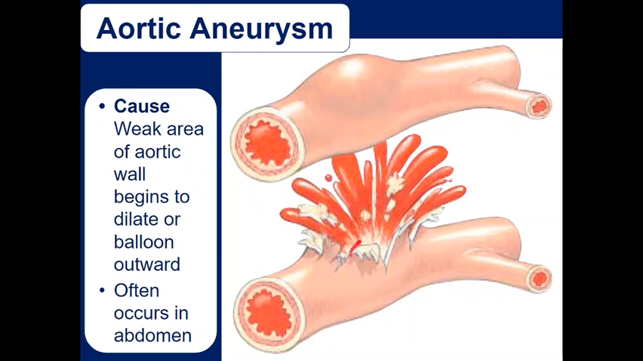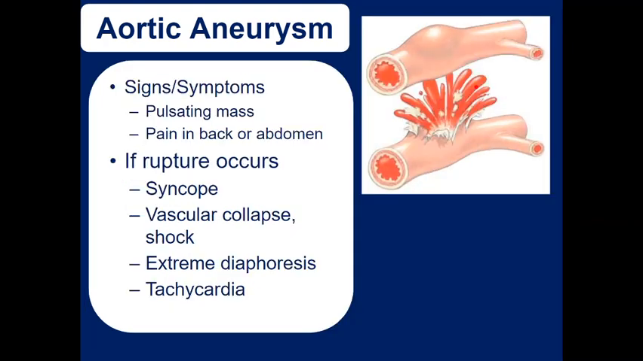And you can tell this would be extremely bad if it ruptures. So some signs and symptoms of what we call a triple A, an abdominal aortic aneurysm. When you do an abdominal exam, you may feel a pulsating mass in their belly. That would be abnormal. So if you feel a pulsating mass in their belly, go to the hospital. They may have pain in their back or their abdomen or their flanks.